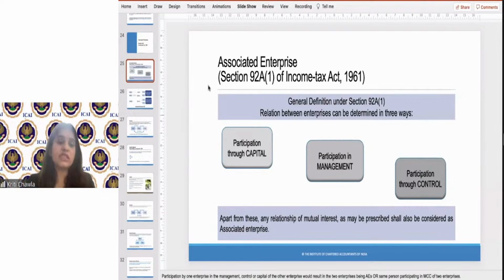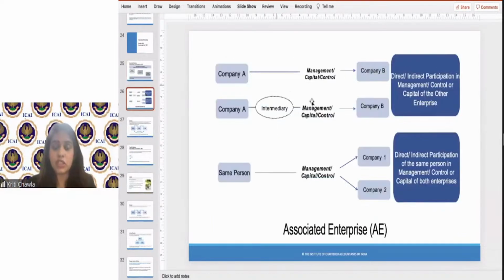Now, I'm going to give you a few examples, and I will talk about the meaning of these terms also. Let's see example 1 here. There is company A, and company A is participating in the management, control, and capital of company B. How they participate, I'm going to talk about that. But let's just say that they're participating in some manner, or they're controlling company B. So if company A is somehow controlling company B by participating in its management, holding share capital, or controlling in any other manner, then company A and company B will become related to each other, and they become associated enterprises.